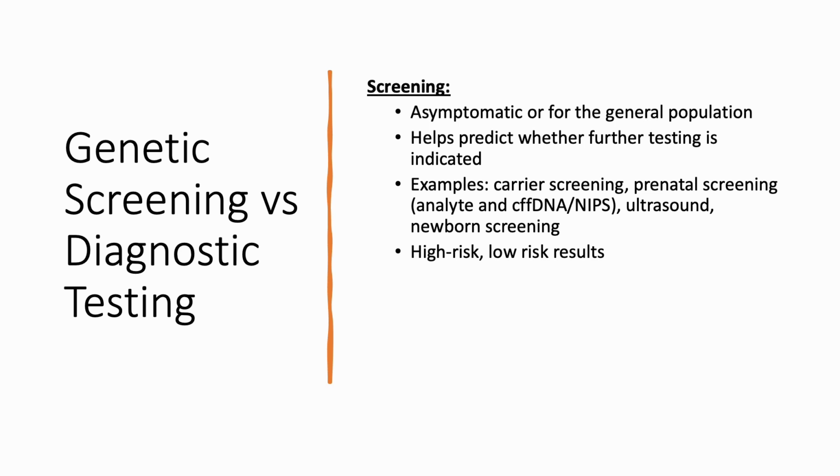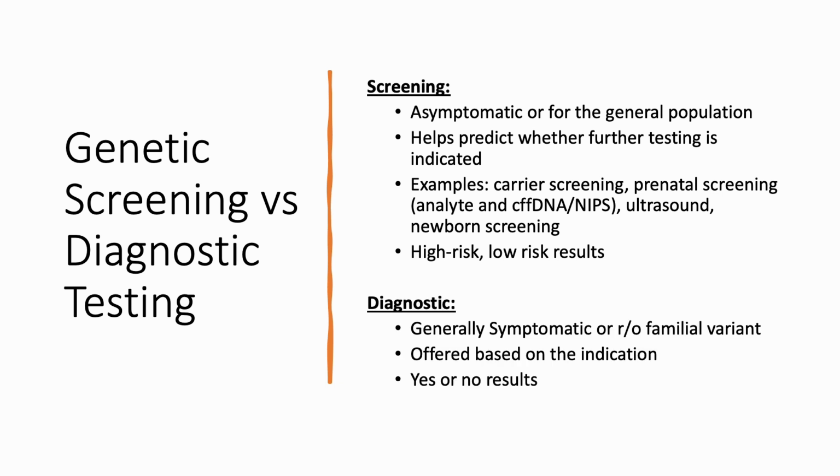Now, let's clarify the difference between genetic screening and diagnostic testing, as both play crucial roles in our field. First, we have genetic screening. This type of testing is typically performed on asymptomatic individuals or in the general population. The primary goal here is to help us predict whether further testing is necessary. Common examples of genetic screening include carrier screening, prenatal screenings like analyte screening and cell-free fetal DNA testing, also known as NIPT, as well as ultrasounds and newborn screenings.